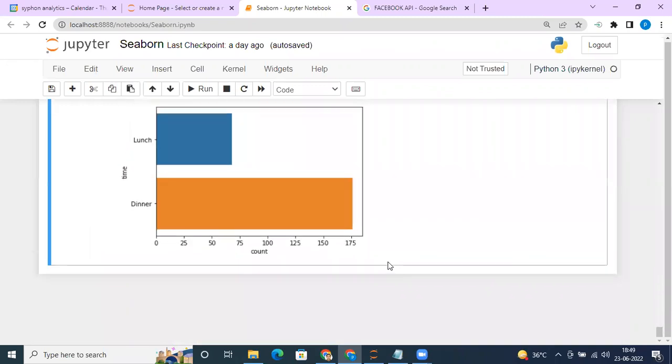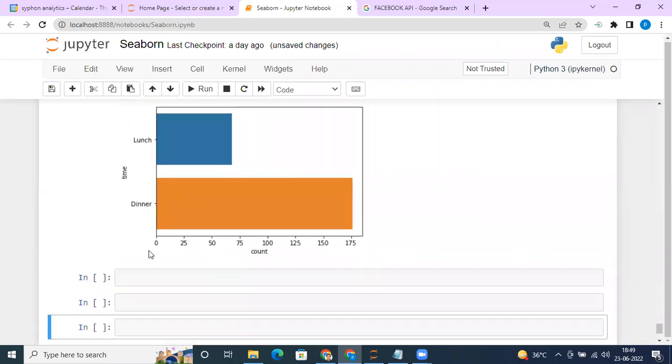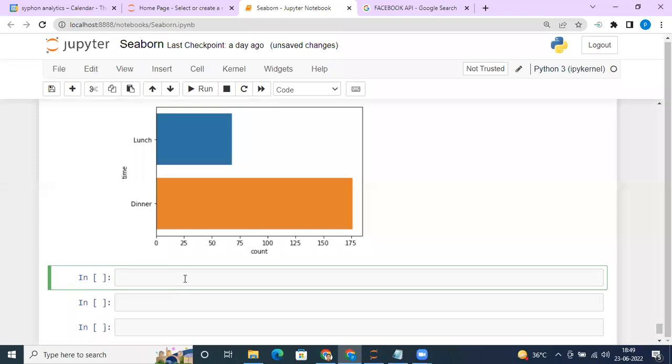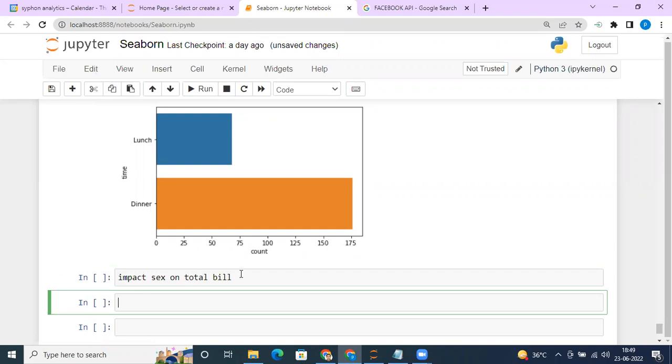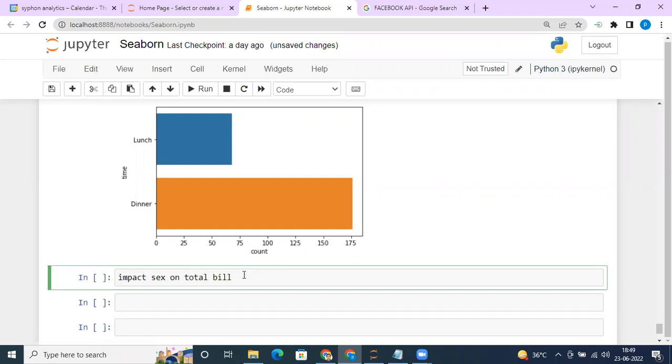But sometimes what will happen? You want to do bivariate analysis. Suppose, for example, you want to see the impact of sex on total bill, means how the gender will impact my total bill. For that purpose, you need a numeric column. This total bill is your numeric column, and this sex is your categorical column. So my requirement is categorical column versus numeric column.